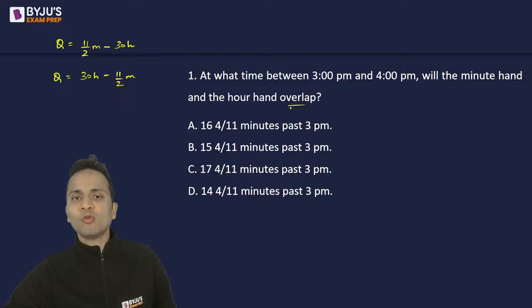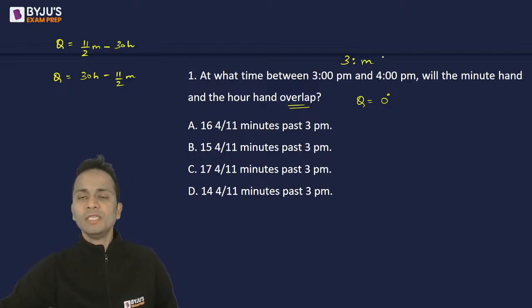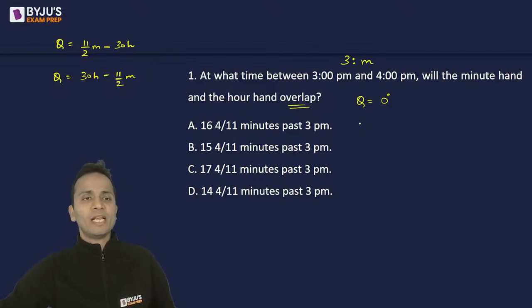Now, since the hands are overlapping, the value of theta will be equal to 0 degrees. The time is between 3 and 4 o'clock, so it will be 3 hours and some minutes. Let's say m number of minutes. So the value of h that I will substitute in the formula will be 3, and I have to find out the value of m, so I'll put m for the minutes. I can use any of the formulas because the hands are overlapping.